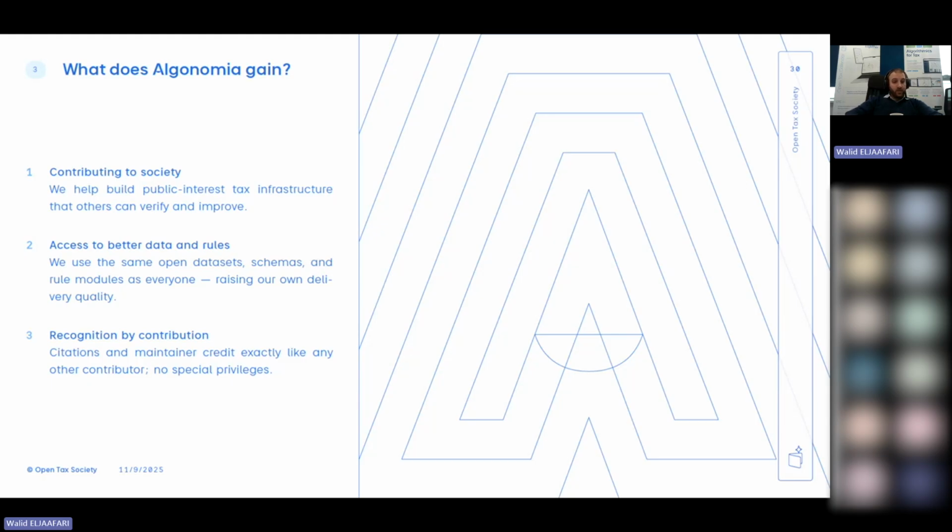The second element for our company Algonomia is that Algonomia will be a user of a lot of these databases, whether it's the open tax calendar or the open tax systems. We operate software that will benefit from these developments in the end, like any other tax software, like any other taxpayers. And again, these are public goods that we're trying to build that will be available for everybody, and of course we will benefit from them.